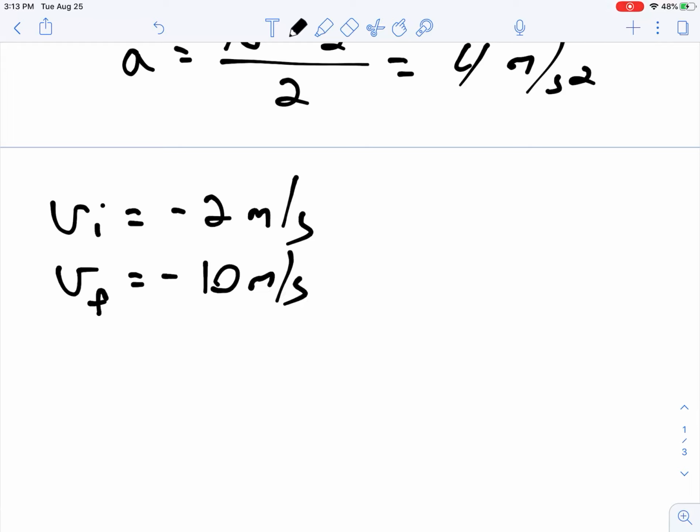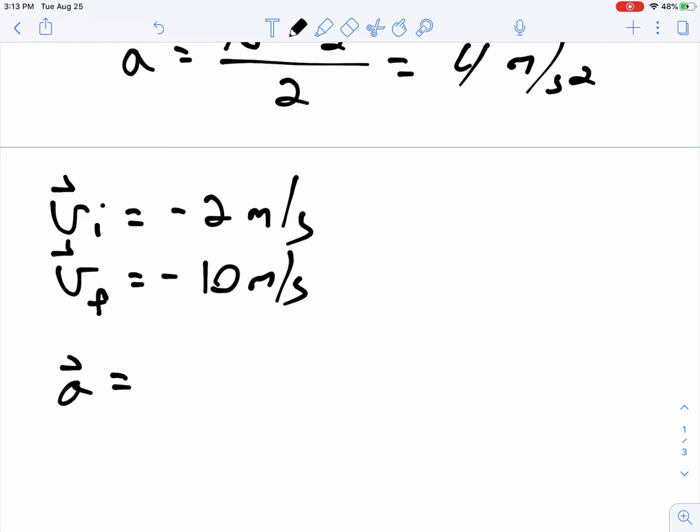So this is the exact same idea as before, except this time, instead of traveling in the positive direction, now we're traveling in the negative direction. Instead of going to the right, we are now going to the left. So let's calculate our acceleration.